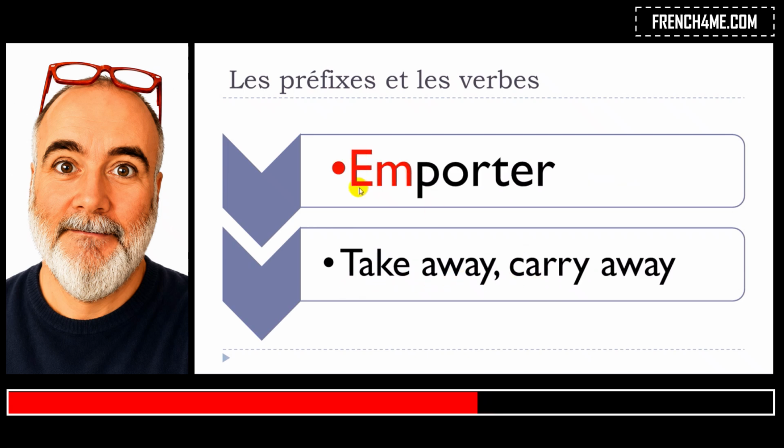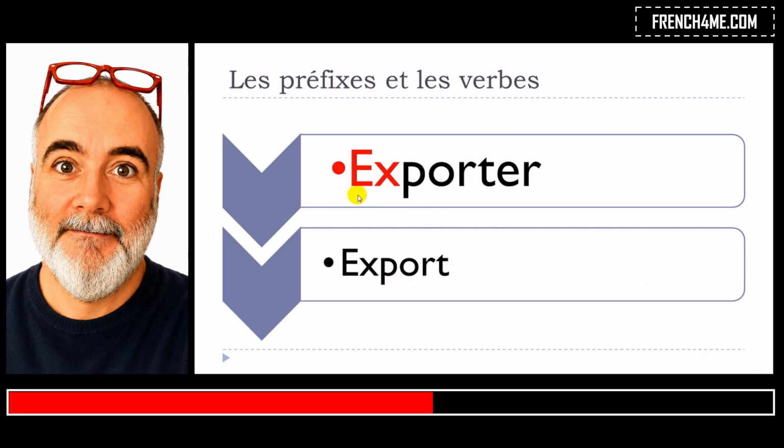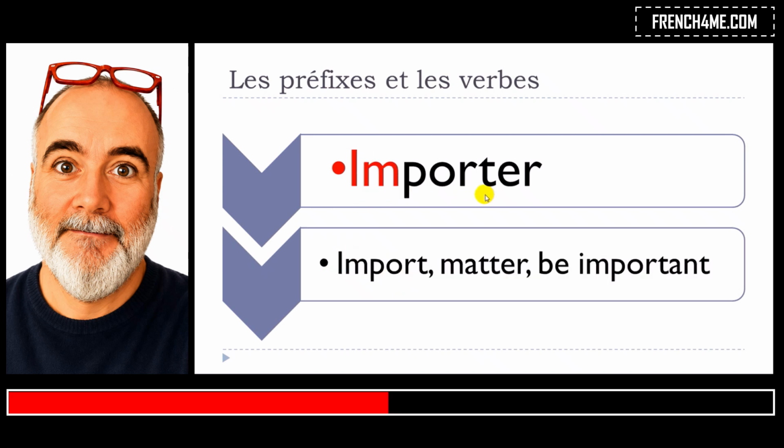Then it's possible to add em, so you will get emporter. And here is the translation. Exporter. Well, this one is actually quite easy to translate. Then it's possible to use this im in front, so importer. You can hear the translations.